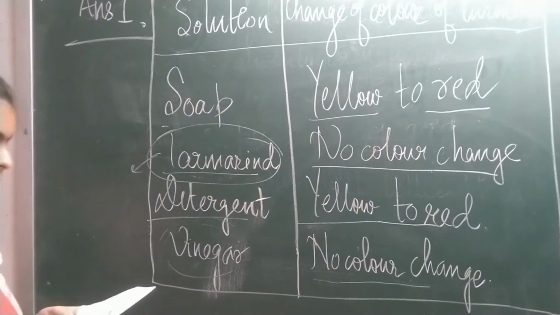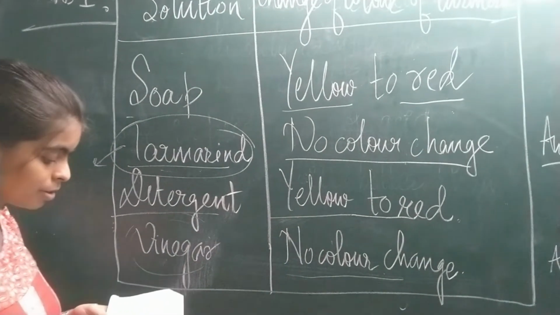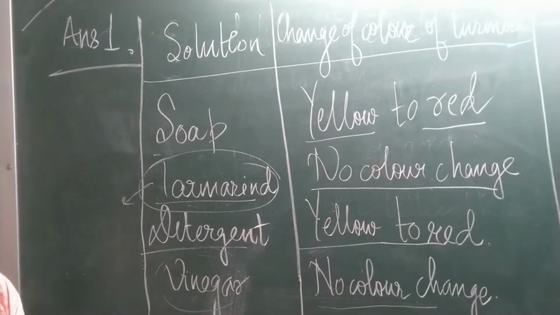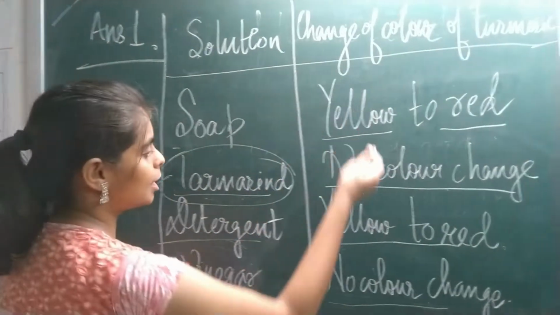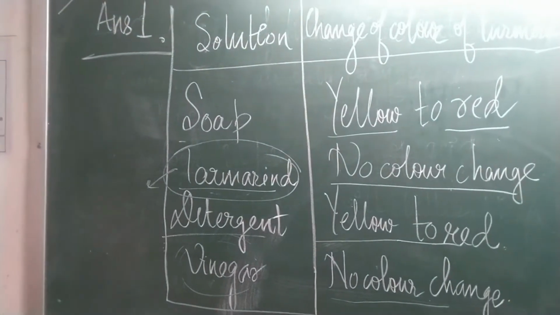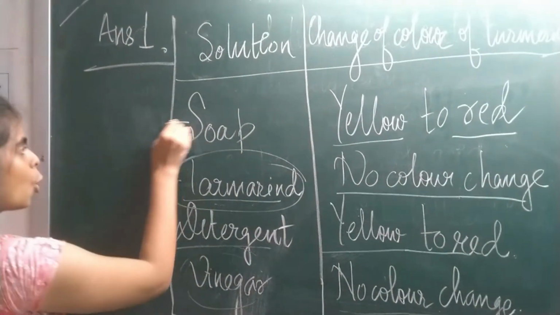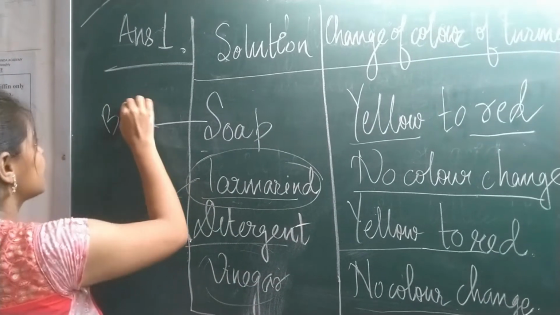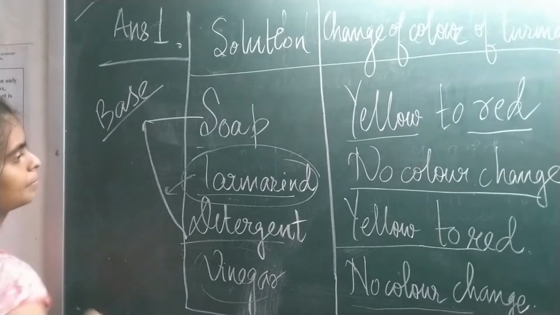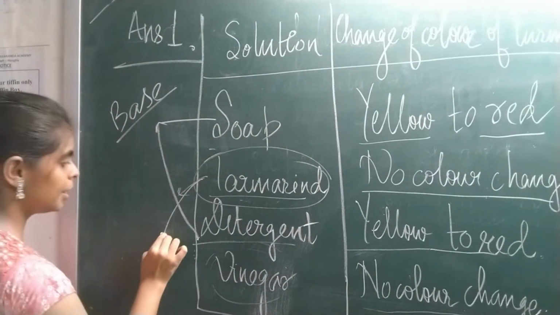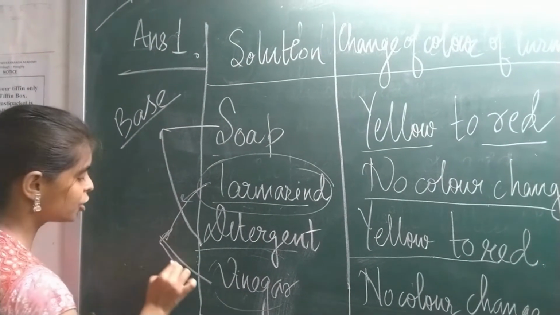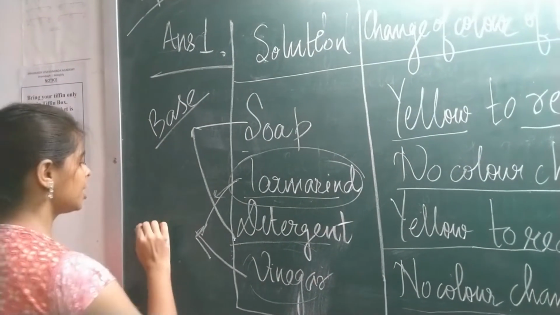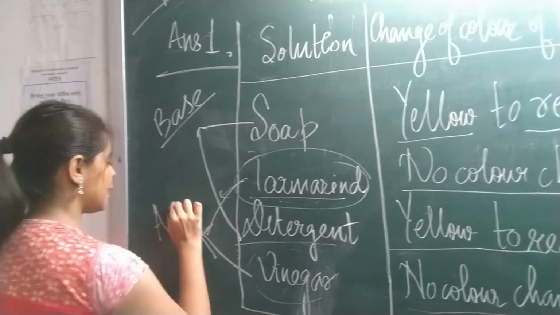Now come to the second question. How will you tell which is acid or which is base? Yes, of course. By the color change, we can definitely say which is acid and which is base. Since soap and detergent are changing color from yellow to red, we can say that they are bases. Since tamarind and vinegar are not changing any color, as well as being sour in taste, we can say that they contain acid.